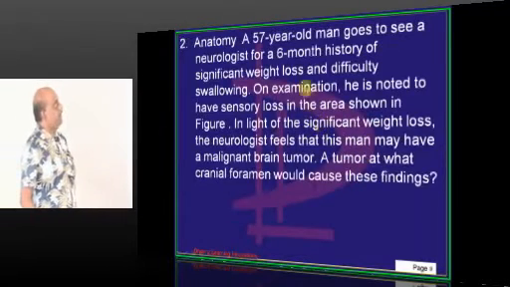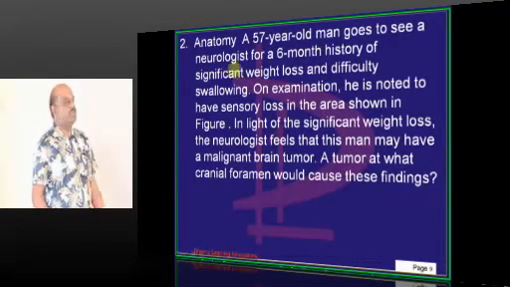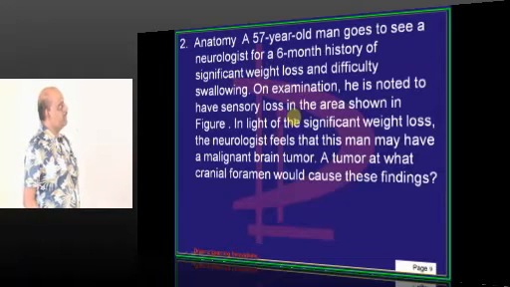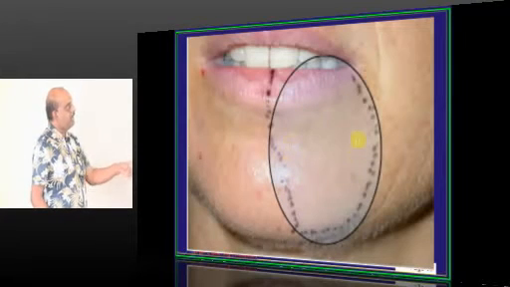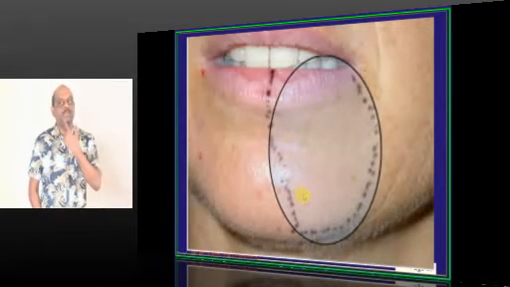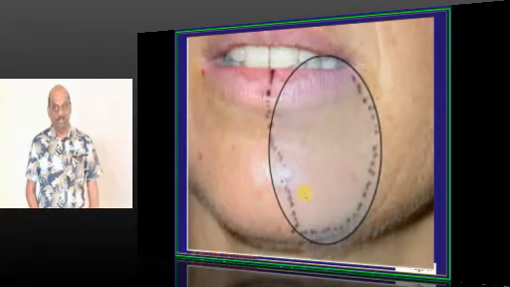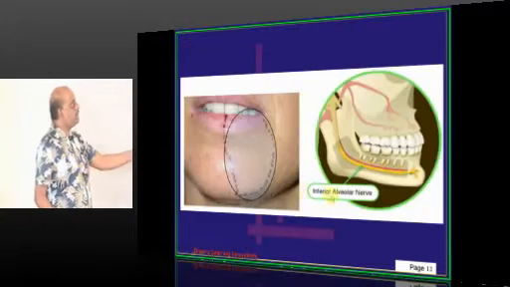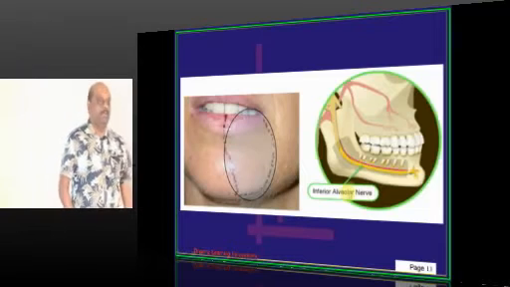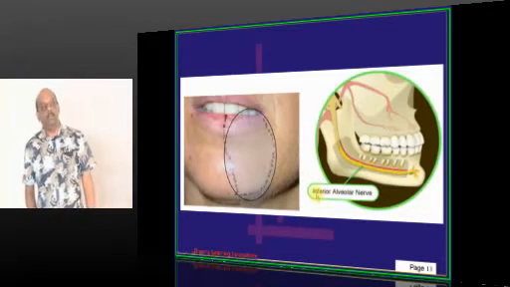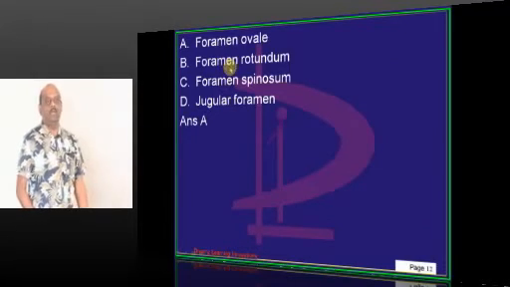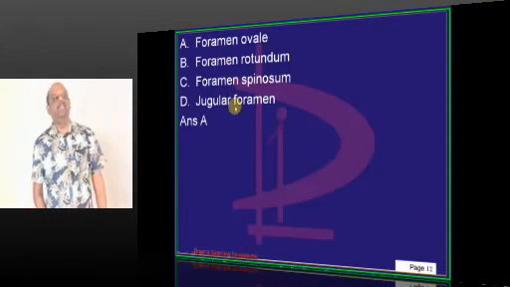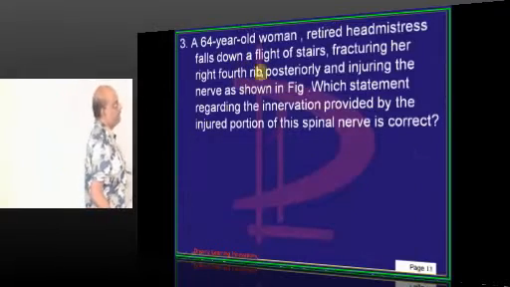Now doctor, a 57-year-old, 6-month history of significant weight loss, and he has sensory loss in the area which is being shown. What is this area? It is the area which is covering the jaw. So jaw is an area which is basically supplied by the inferior alveolar nerve, which is a branch of the mandibular division of the trigeminal, and the mandibular division of the trigeminal will be passing along the foramen ovale is what you have to basically appreciate.